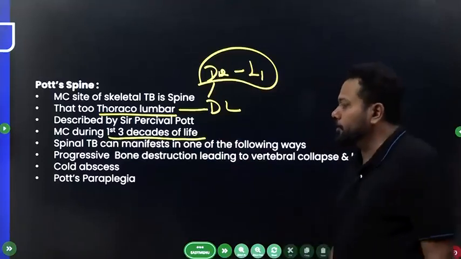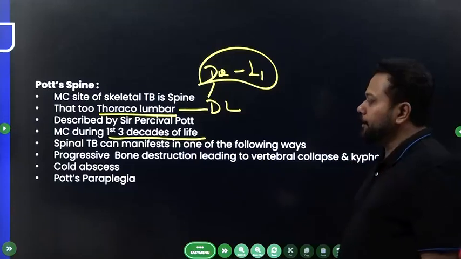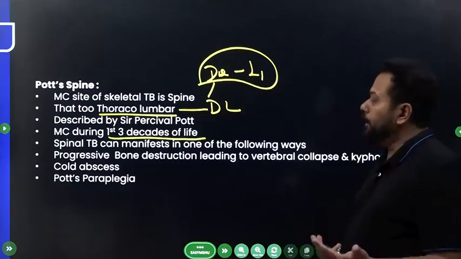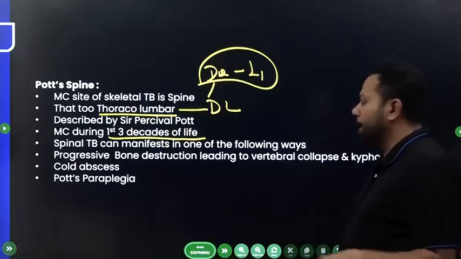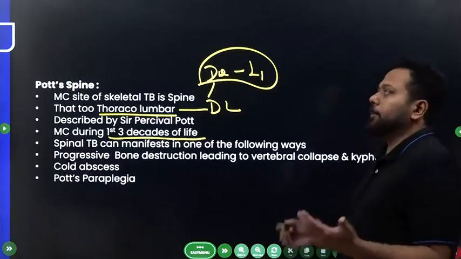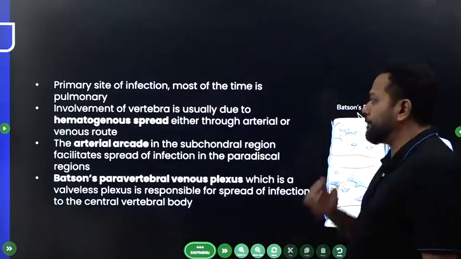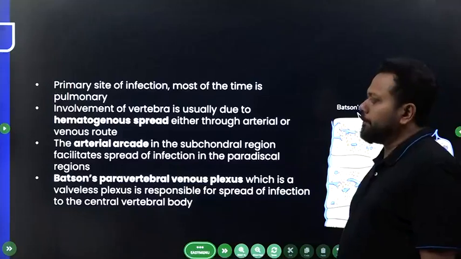Spinal tuberculosis can manifest in one of the following ways. It can manifest as cold abscess. It can manifest as paraplegia. It can cause progressive bony destruction leading to vertebral collapse and kyphosis. Some patients will present with kyphosis, some with paraplegia, some with simple cold abscess. Primary site of infection most of the time is pulmonary.